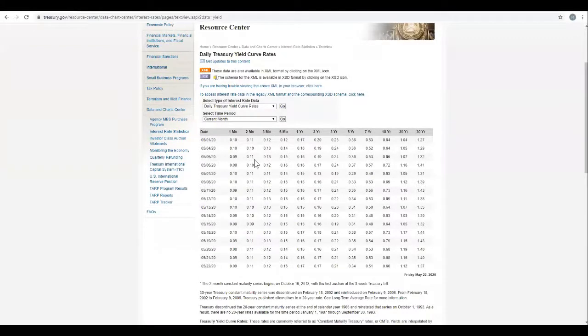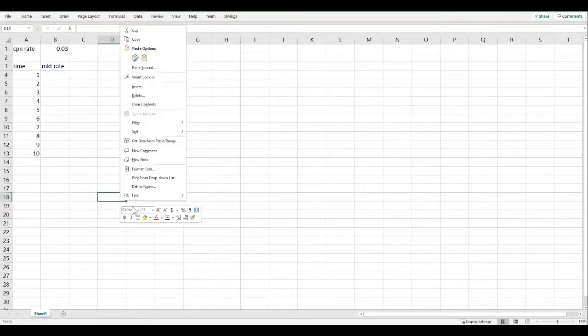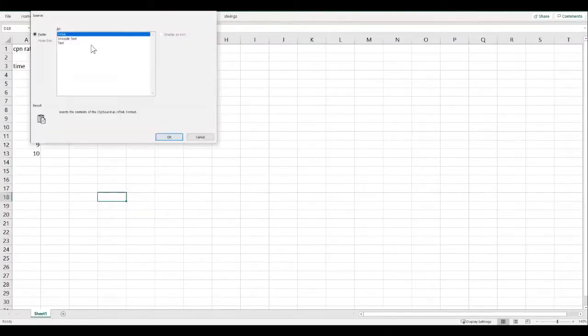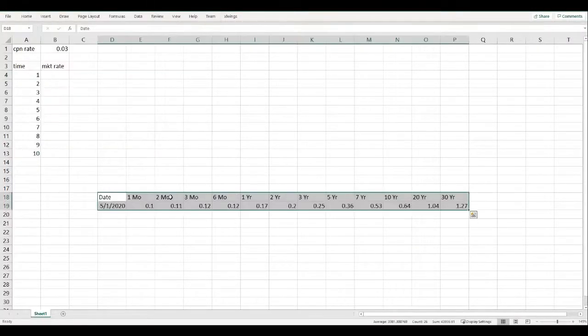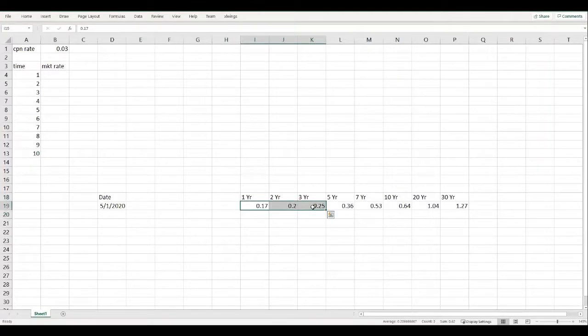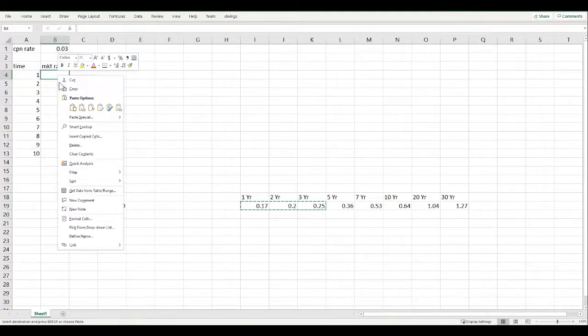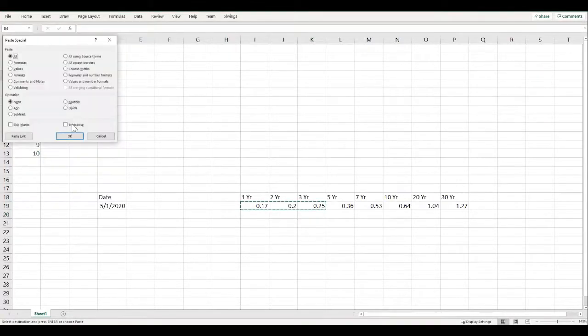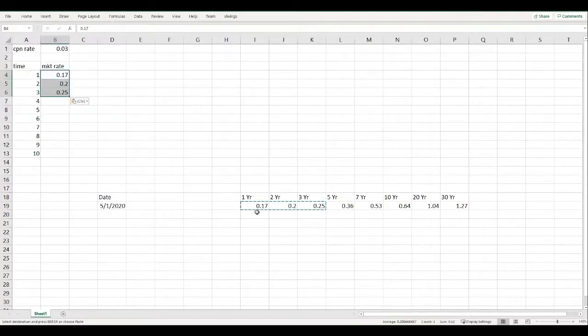On this website, we can see daily US Treasury rates. For our purpose, we just need the very first one. So we'll copy it over here. Now, anything less than 1 year is not used, so we get rid of those. So for 1 year to 3 year, we can copy over here using transpose. So I can turn this row vector into a column vector.